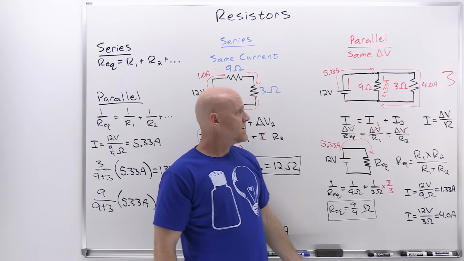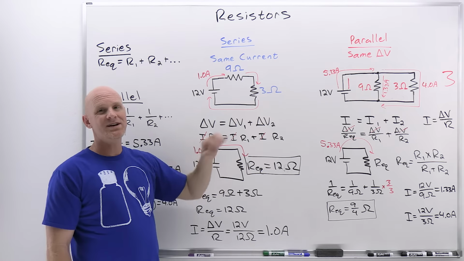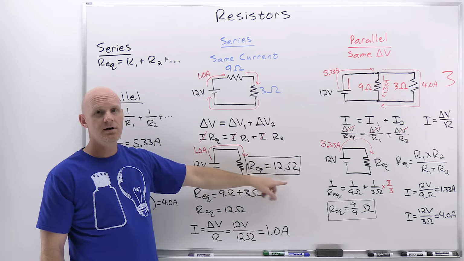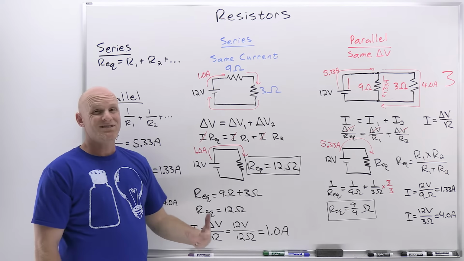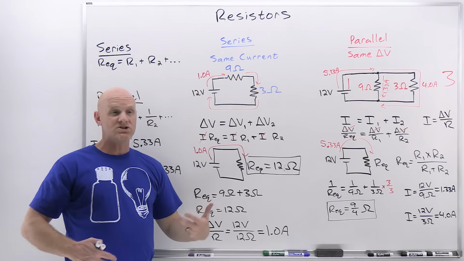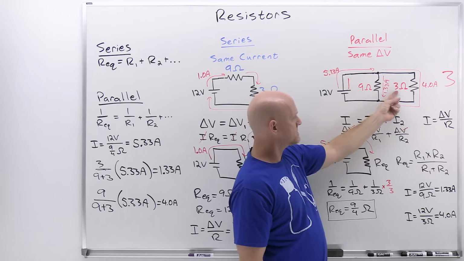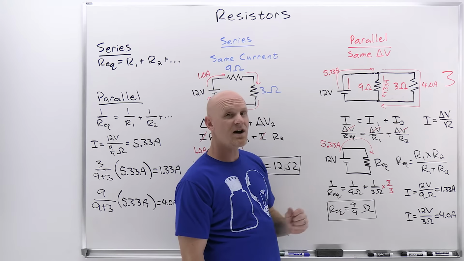All right, one last thing to notice here. When I had a 9 ohm and a 3 ohm resistor in series, the equivalent resistance was larger than either one separately. So when you have resistors in series, the equivalent resistance is larger. It gets bigger. But if you notice here, we had 9 ohms and 3 ohms, but the equivalent resistance here is going to be just 2.25 ohms.